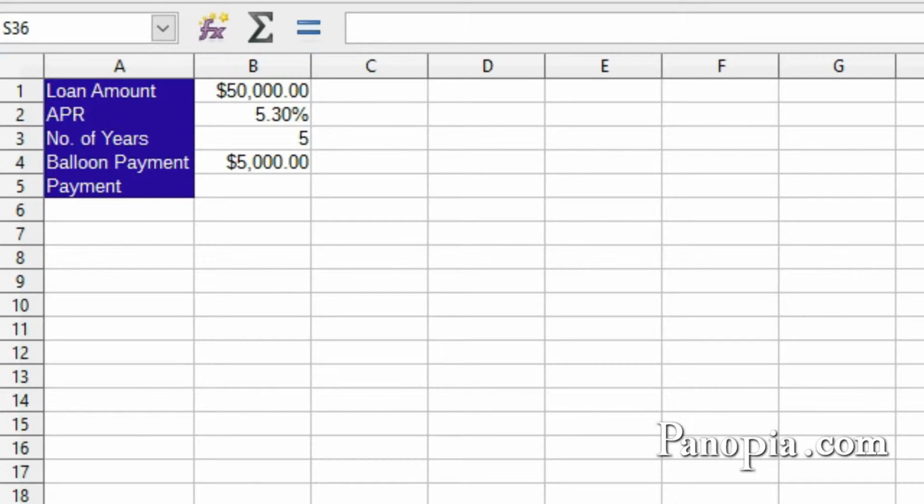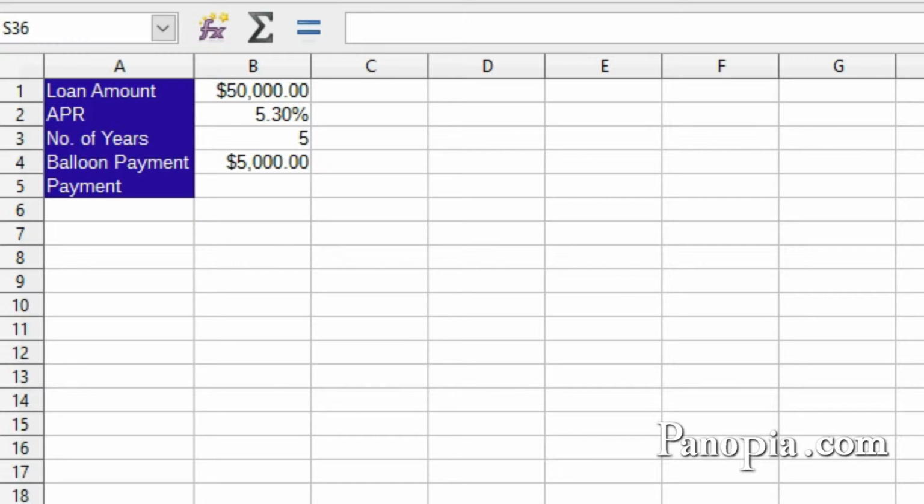Welcome to this lesson on LibreOffice Calc Financial Functions, Part 2. In the previous lesson on financial functions, the payment function was demonstrated using a typical car loan as an example.